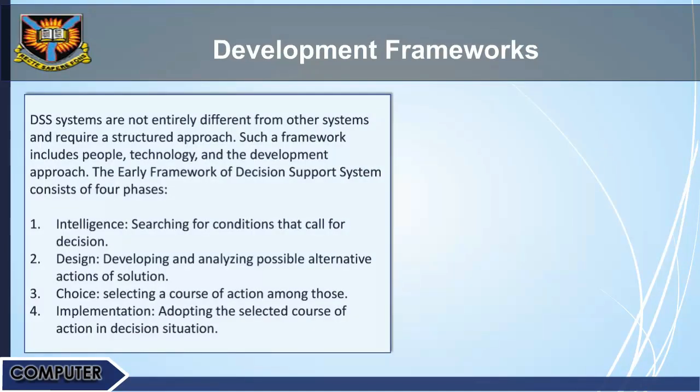Development frameworks. DSS systems are not entirely different from other systems and require a structured approach. Such a framework includes people, technology, and the development approach. The early framework of decision support system consists of 4 phases. 1. Intelligence, searching for conditions that call for decision.